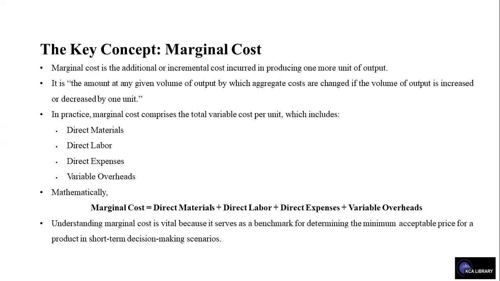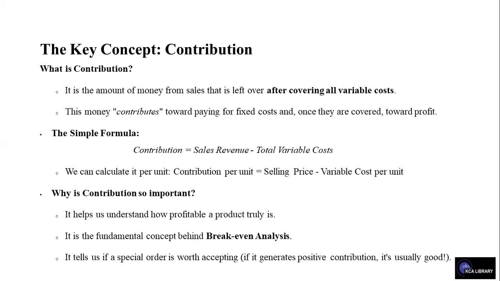And in practice, the marginal cost comprises the total variable cost per unit, which are the direct material, the direct labor, the direct expenses, and the variable overhead. And mathematically, as per the formula, the marginal cost can be calculated as direct material plus direct labor plus direct expenses plus variable overhead. Understanding marginal cost is vital because it serves as a benchmark for determining the minimum acceptable price for a product in short-term decision-making scenarios.